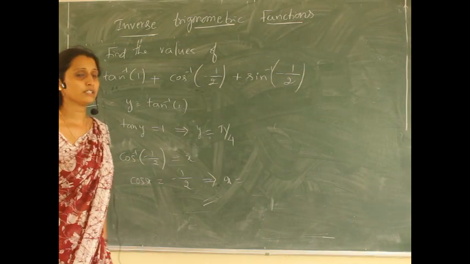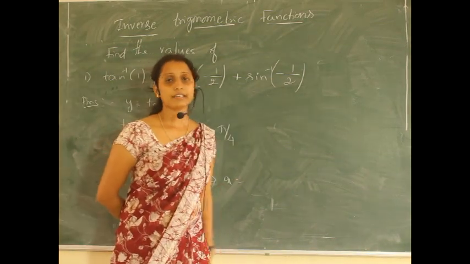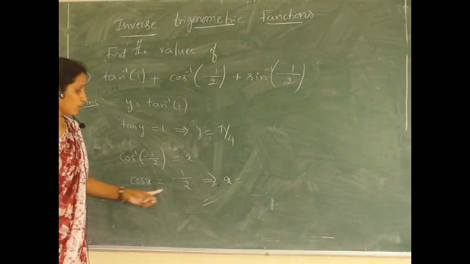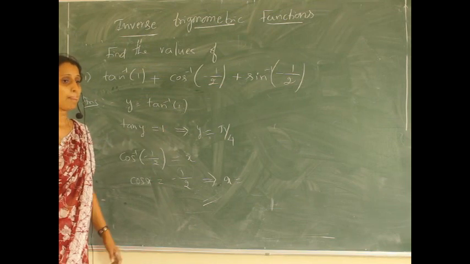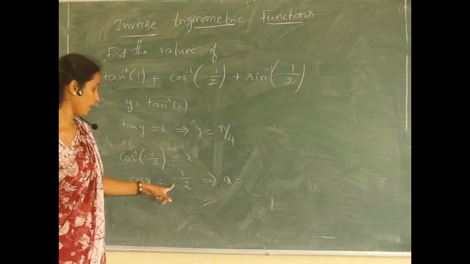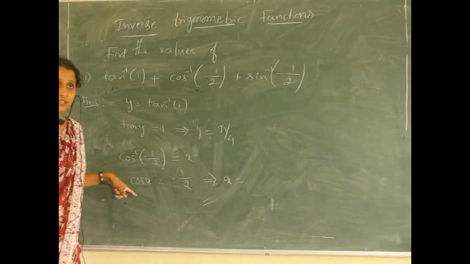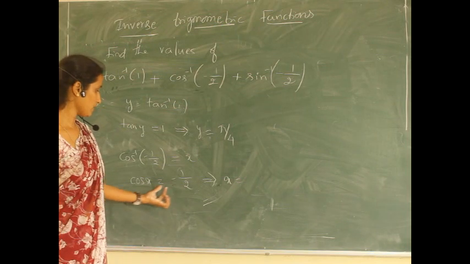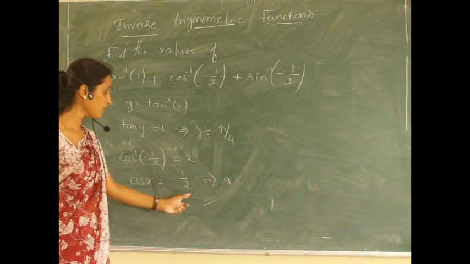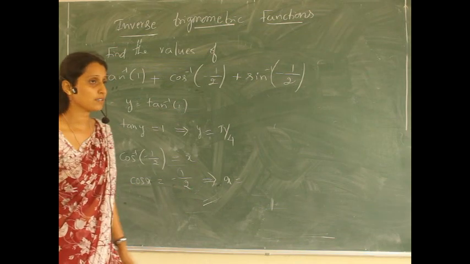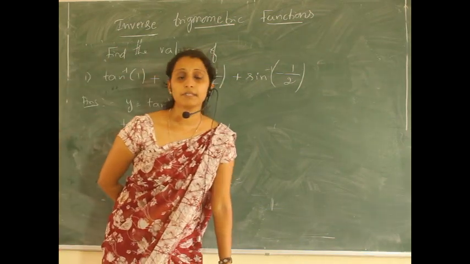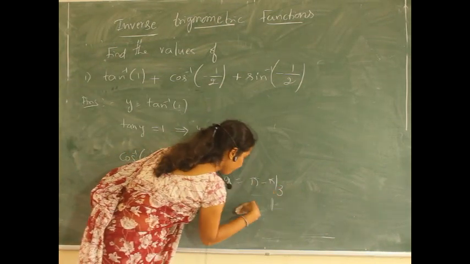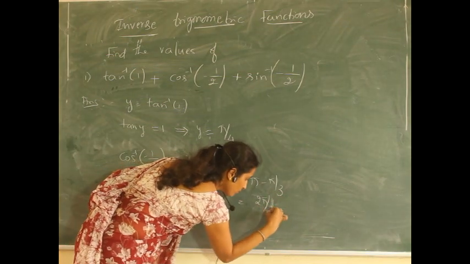The range of the cos inverse function is the first and second quadrant, that is, the closed interval 0 to pi. Since cos is negative, we have to go for the second quadrant, because the range of cos inverse is in the first and second quadrant, and cos is negative in the second quadrant. So when cos x is half, the angle is pi by 3. So the value is pi minus pi by 3, that is equal to 2 pi by 3.